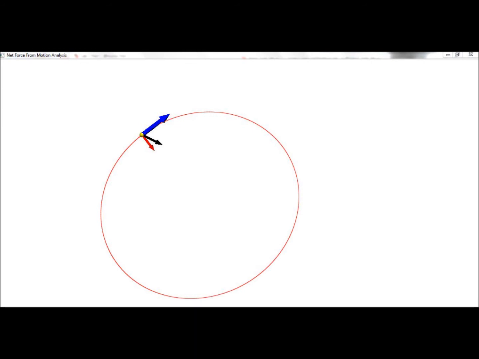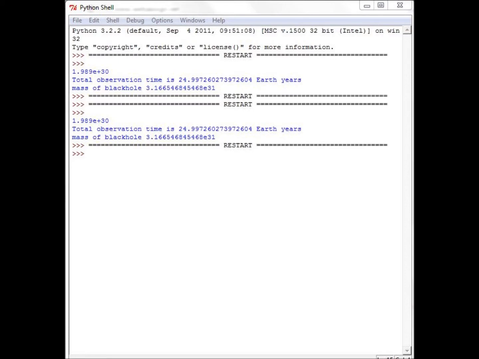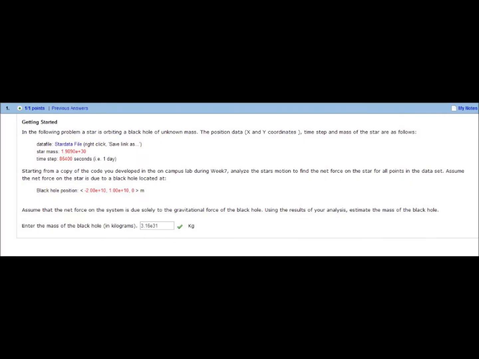When I run the program, I get a circular path, and I get a black arrow which indicates net force, a red arrow indicating perpendicular force, and a blue arrow indicating parallel force. And at the end of the program, I put a print function to tell it to print the mass of the black hole, and I end up with approximately 3.16 times 10 to the 31st. And when I plug that value into WebAssign, it gives me the correct answer. So I assume that the program gave me the correct answer.